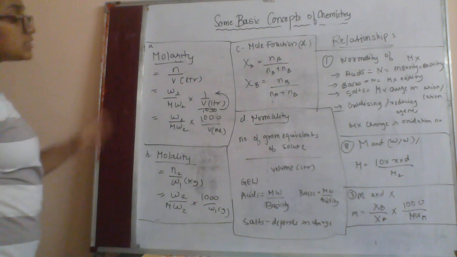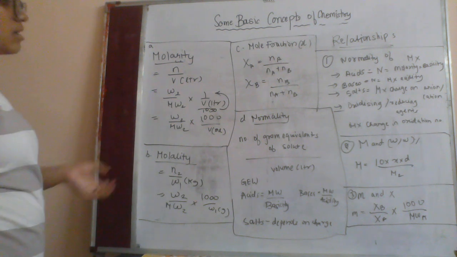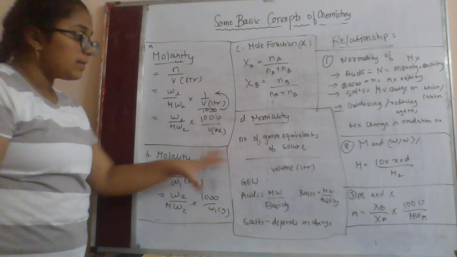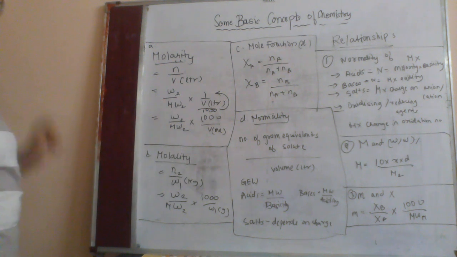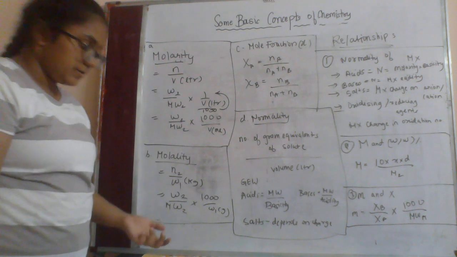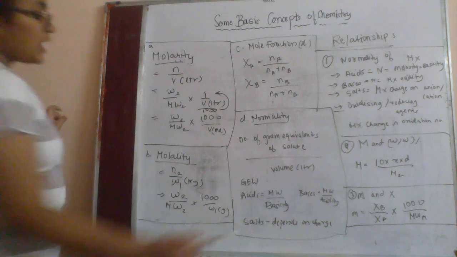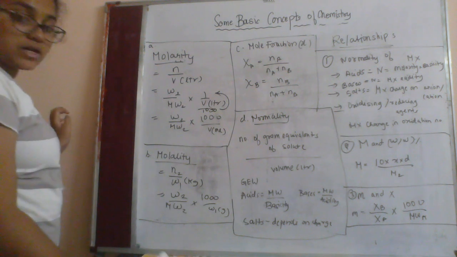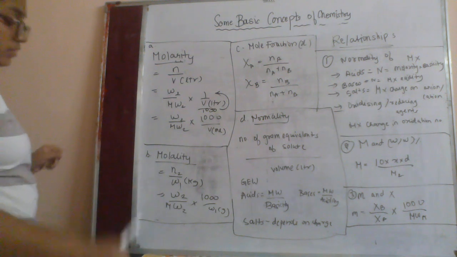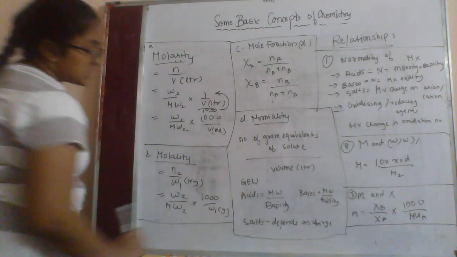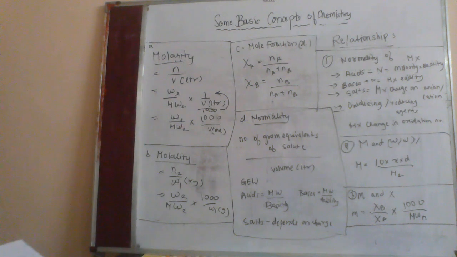Coming to the fourth one, which is normality. Normality means the number of gram equivalents of solute divided by volume. Now what is this gram equivalence or equivalent weight? This can be found for acids. If it is an acid, the gram equivalent weight can be found by molecular weight divided by basicity. Now what is basicity? Basicity is the number of replaceable H+ ions.